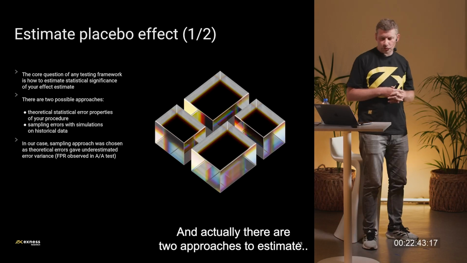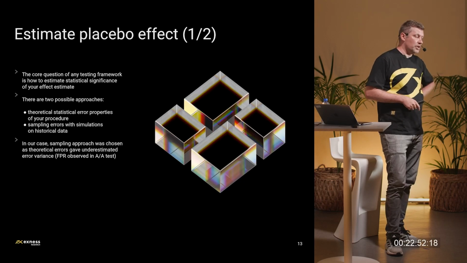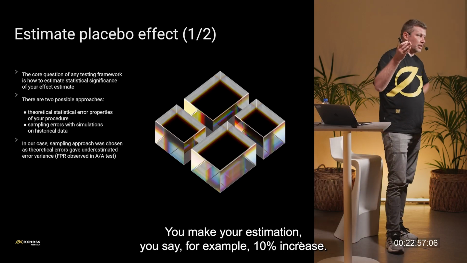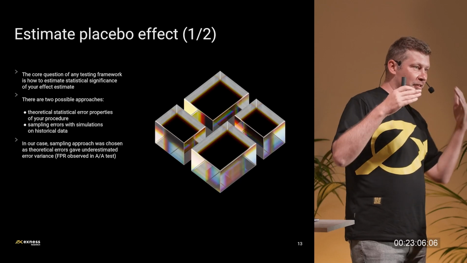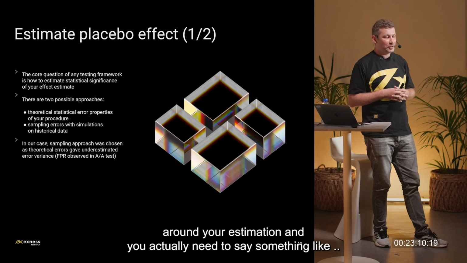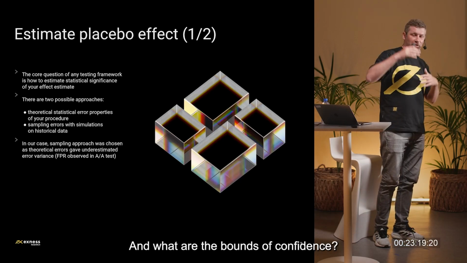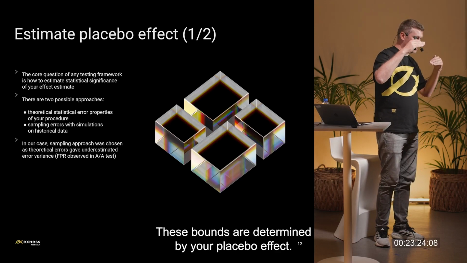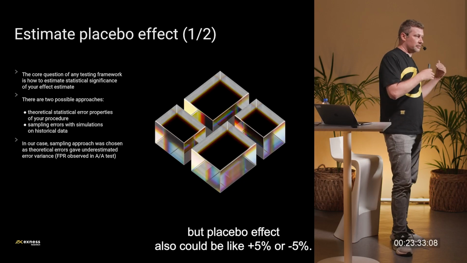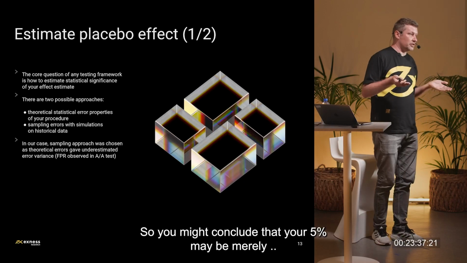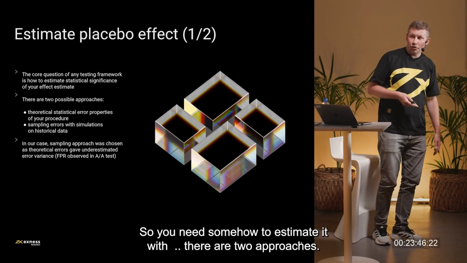Why do you need this placebo effect? It is the error of your estimation. You make your estimation, say, a 10% increase. What causal inference is all about is that you need to provide some confidence level around your estimation, and say, yes, my effect is between 5 and 15%. And what are these bounds of confidence? These bounds are determined by your placebo effect. For example, if your estimate is 5%, but placebo effect could also be plus or minus 5%, you may conclude that your 5% may be merely due to this placebo effect, not your treatment. So you need somehow to estimate it.